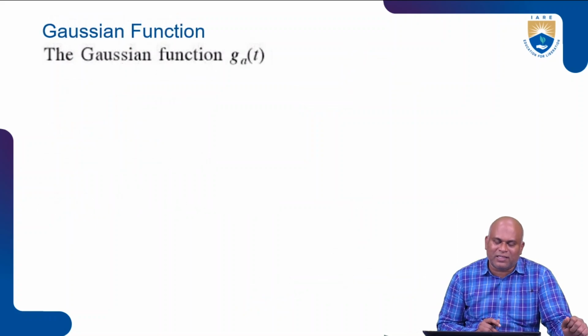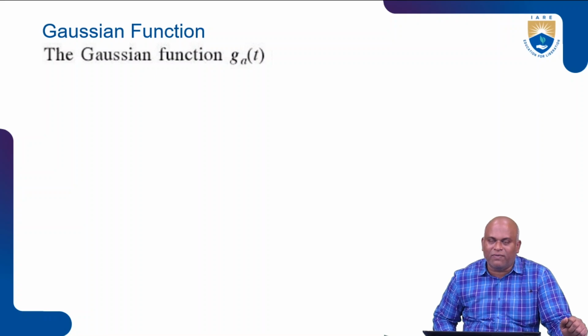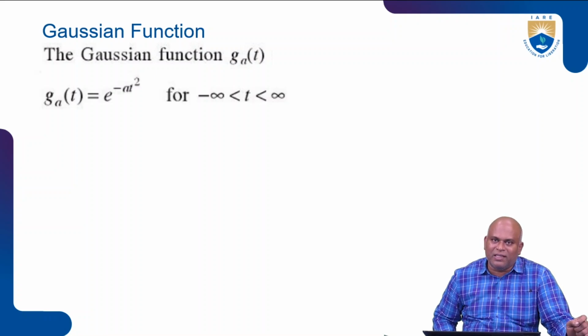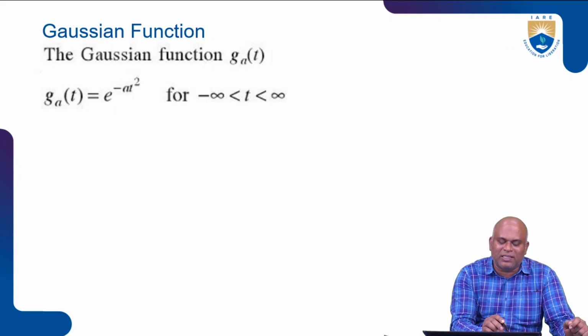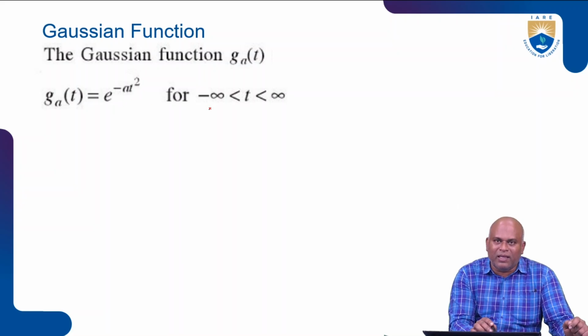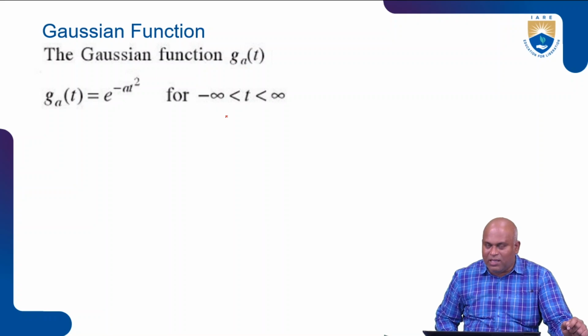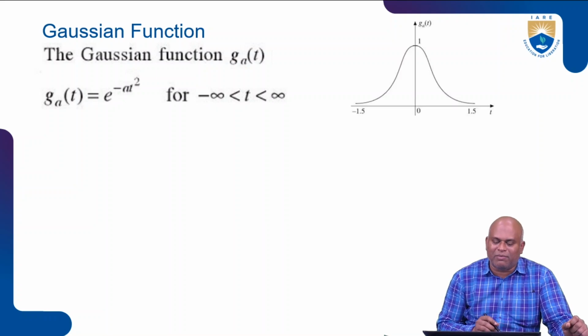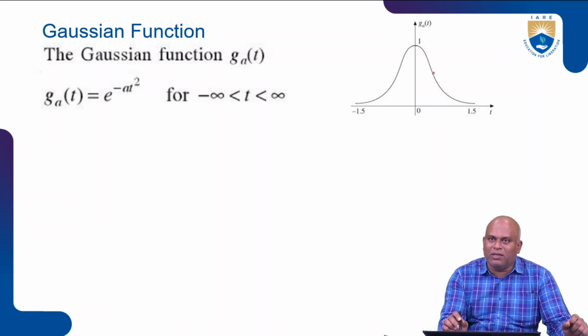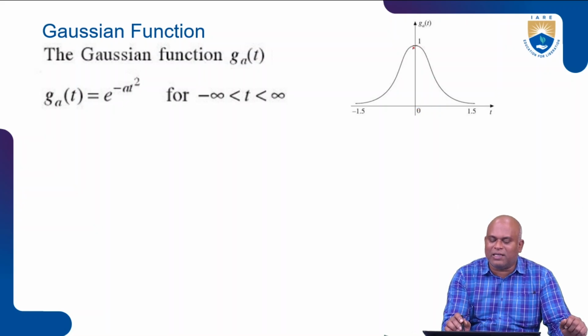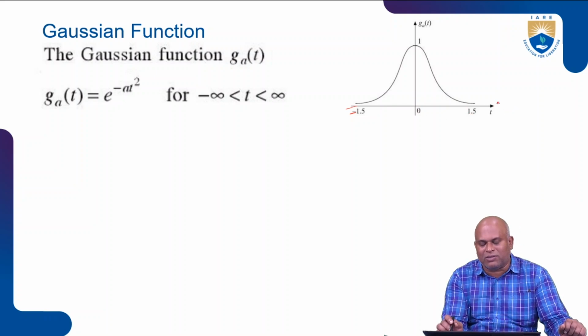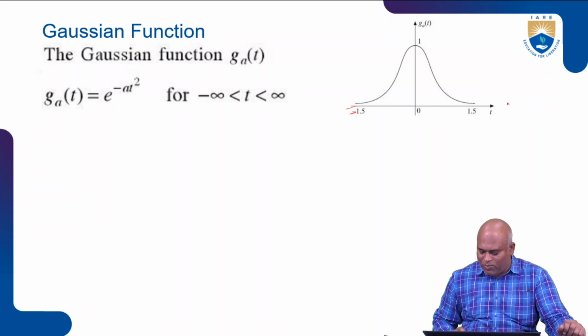Next is the Gaussian function. This Gaussian function we call g(t) is equal to e^(−at²) for t from minus infinity to plus infinity. This is represented by the graphical model as a bell curve. At t equal to 0 it is represented as 1, and the remaining portion is like a bell curve that keeps decreasing. After that it goes toward 0 at the negative stages, both at 0 as well as the negative stages in the Gaussian function.